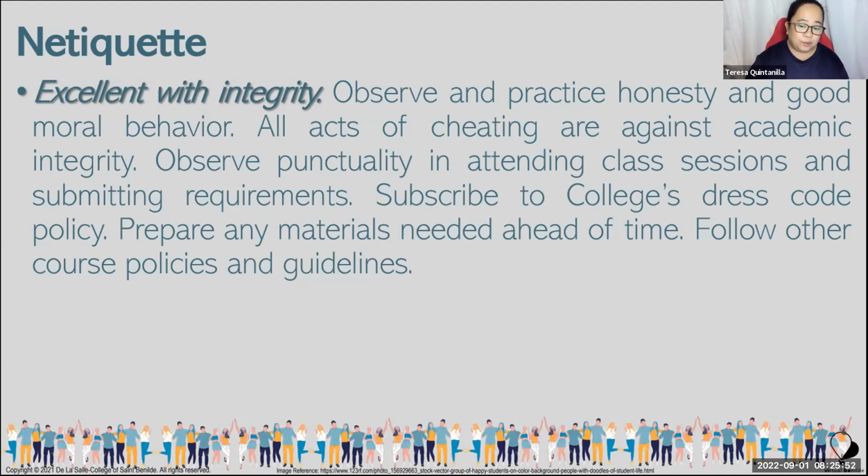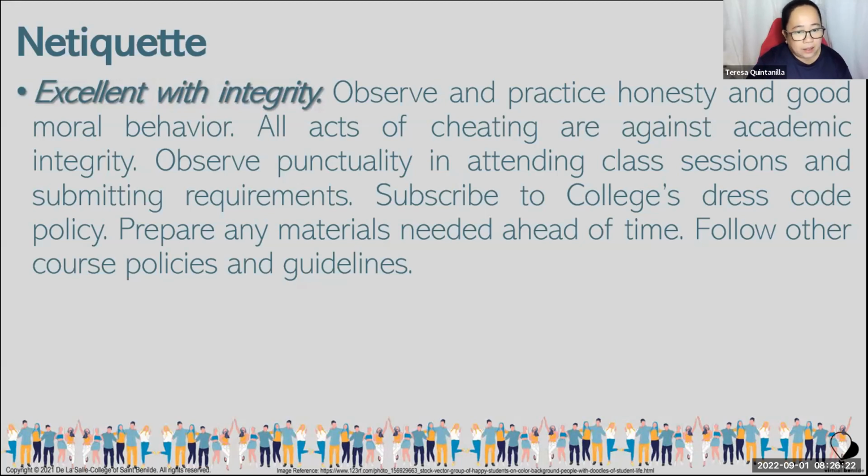So once you're caught not following the dress code, you'll be given a warning, and if you repeat it, another warning, and then next is a penalty. So please avoid. It's a simple dress code lang naman siya. No revealing clothes, no sandals, no open toe shoes.